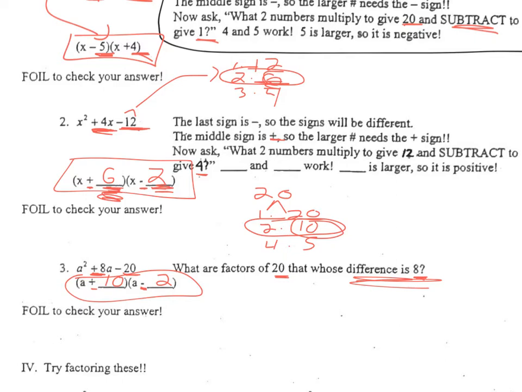Okay, and again, if you checked, if you added these, positive 10 plus negative 2 gives us this positive 8, and positive 10 times negative 2 gives us this negative 20. All right, let's go down and just do the bottom 4.